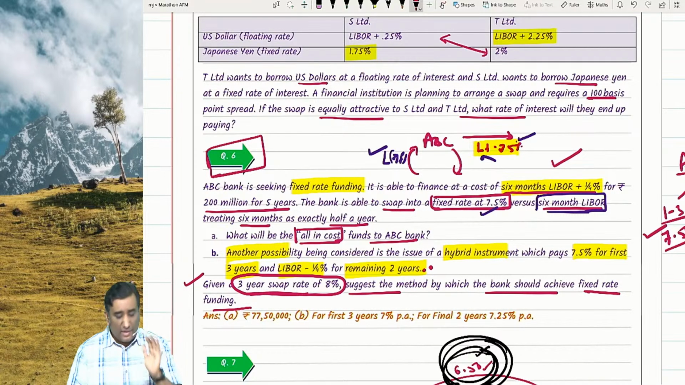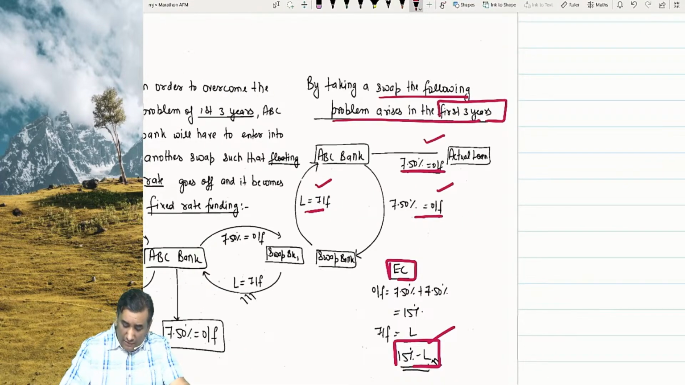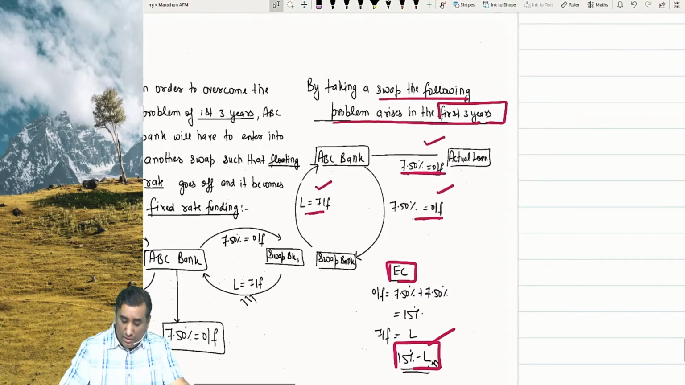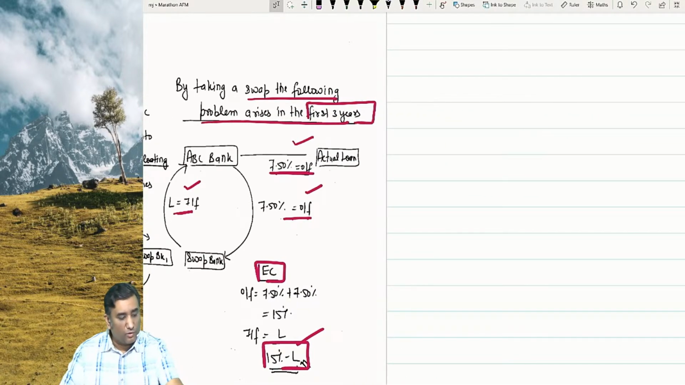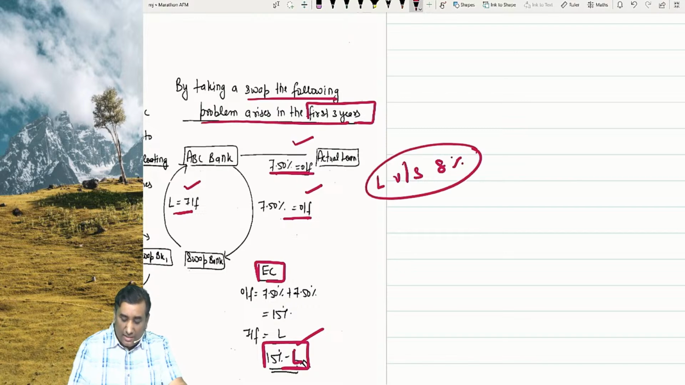Now, when I was doing my swap for the B case, I ran into a problem in which my first 3 years, L came in such a way which created L as what? Inflow. Which created L as inflow. Now, before I move forward, I need to remove this L. L is my inflow or outflow? Inflow. Now, the second swap which is available in the market is L versus 8%. He has not mentioned whether you receive L, pay L, etc. Now, you take a call on what you will do.